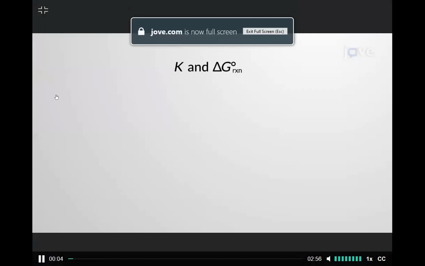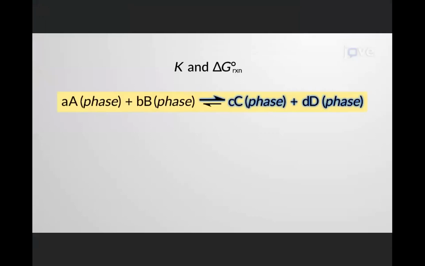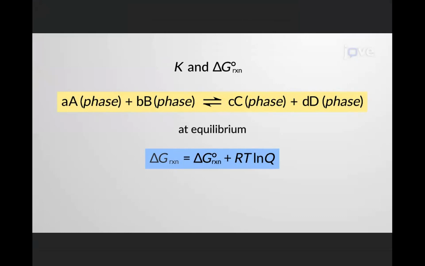Both the equilibrium constant and the standard free energy change can be used to determine whether a reaction is product or reactant favored. For any reaction mixture composition, the delta G for the reaction is the sum of the standard free energy and RT times the natural log of the reaction quotient. When the reactants and products are at equilibrium, the free energy change is zero, and the reaction quotient equals the equilibrium constant. So the standard free energy change equals negative RT ln K.